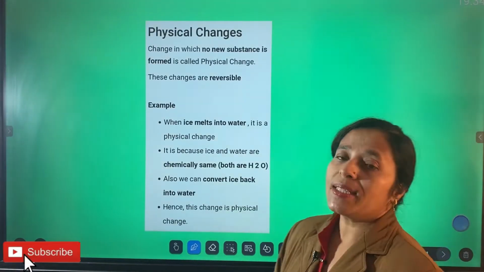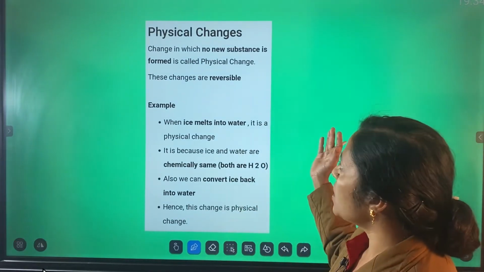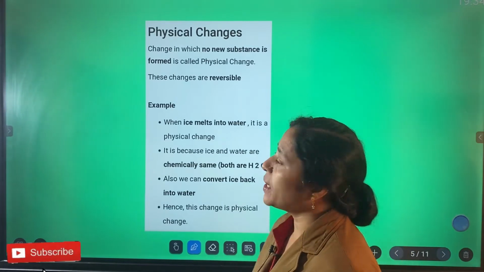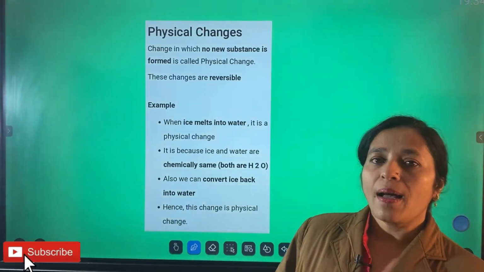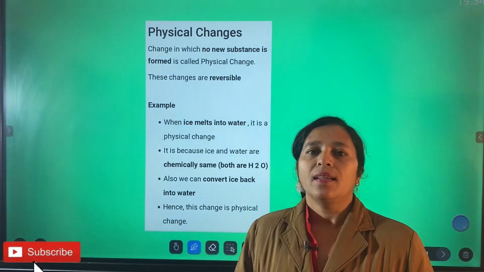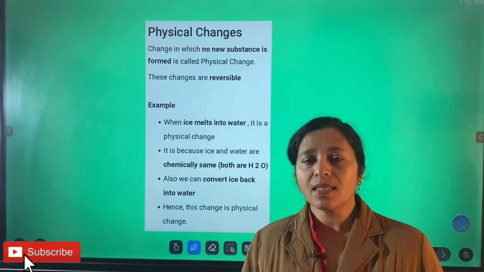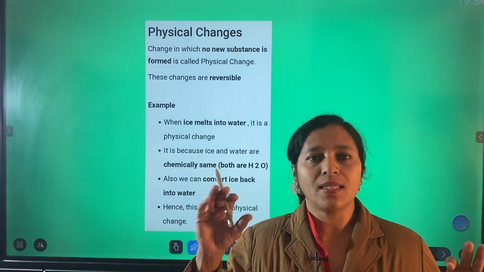Now, in order to understand the chemical reaction, first we should know what is a physical change. Physical change क्या होता है? Physical change क्या होता है कि वो reversible होता है, that are reversible. For example, आप दूध से अगर दही बना लेंगे, तो दही से दूध वापस नहीं बना सकते. लेकिन physical change, मैंने पेपर फोल्ड किया, वापस वो पेपर बन जाएगा. That is a physical change.